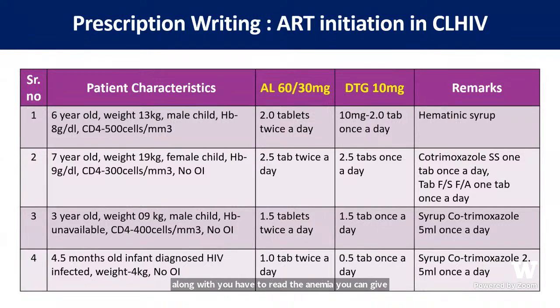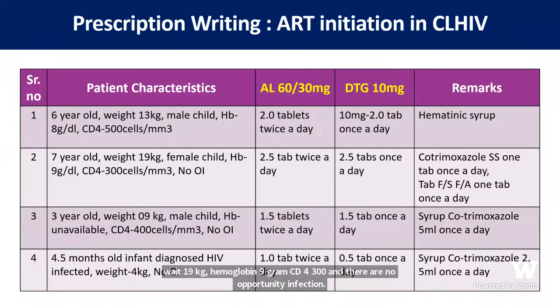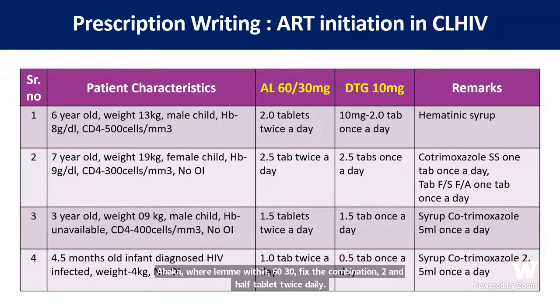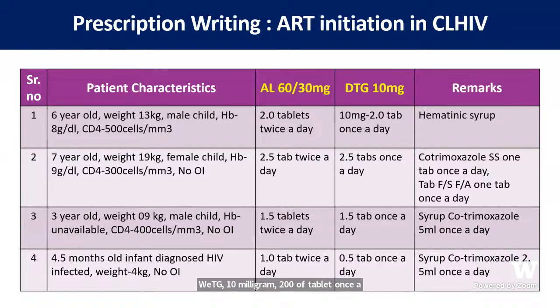A 7-year-old girl child, weight 19 kgs, hemoglobin 9 gram, CD4 300, and there is no opportunistic infection. So abacavir, lamivudine 60-30 fixed combination, 2.5 tablet twice daily, DTG 10 milligram, 2.5 tablet once a day. Also, since the CD4 count is less than 350 here, you have to give cotrimoxazole prophylaxis, 1 tablet once a day. Since the hemoglobin is slightly less, you have to give iron supplementation as well as vitamin B12.